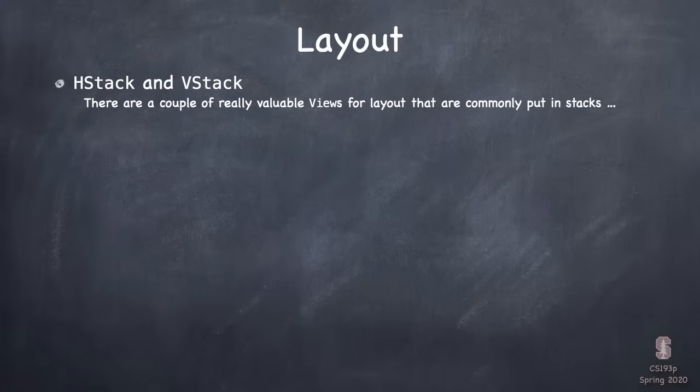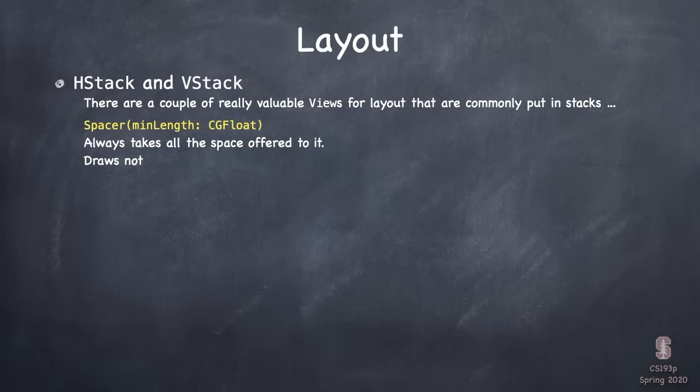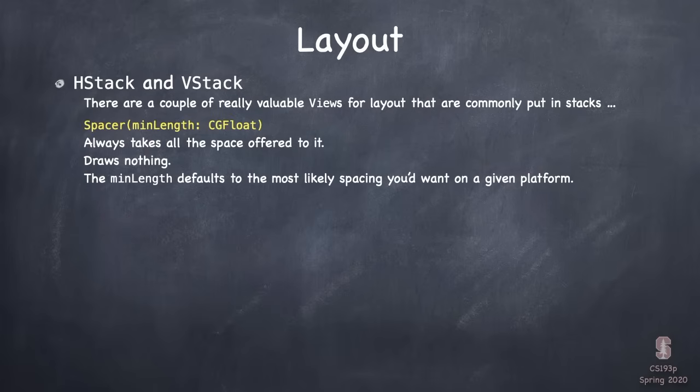HStack and VStack work with any view, of course, but there's a couple of them that I'm going to introduce to you here that really help with layout. One of them is called spacer. A spacer is just a view that takes all of the space that's offered to it. So if you give it space, it's going to use that space. And so it's used for filling in space. Now, it doesn't actually draw anything. It just kind of uses up space in an HStack or VStack. That's why it's called a spacer. It has that min length argument, which is the minimum size that it should be in the direction we're laying out, horizontally or vertically, depending on whether it's HStack or VStack. Although we usually don't specify, because the default for that is the right amount of space on this platform.